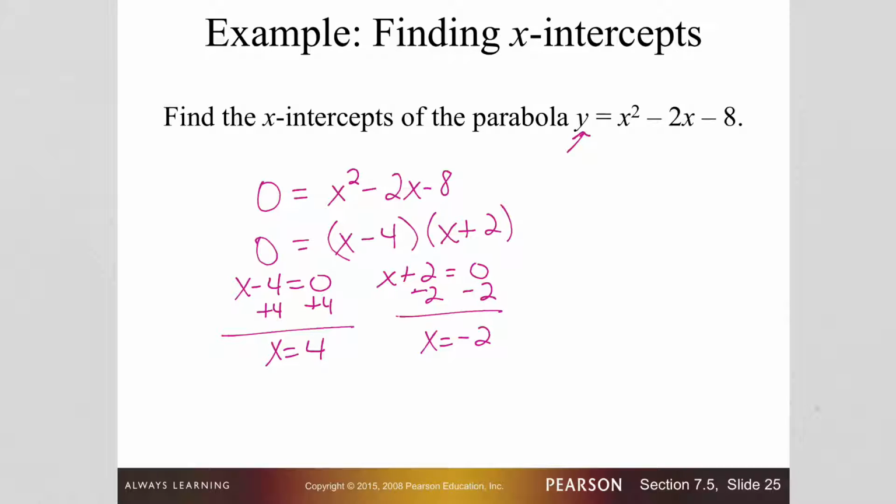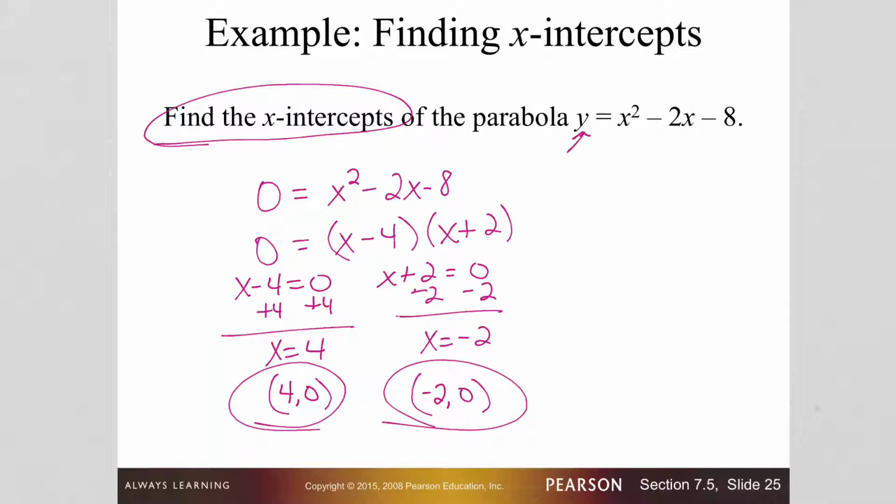Alright, so now instead of having our answers look like this, whenever it says find the x-intercepts, we're looking for ordered pairs. So here's what you want. You want (4, 0), because remember y is 0 on the x-axis. And on this one you want (-2, 0). So these are your two answers. And you can still check your work. You can check this 4 right here. You can check this negative 2 right here. You can plug it in and make sure that it still works.